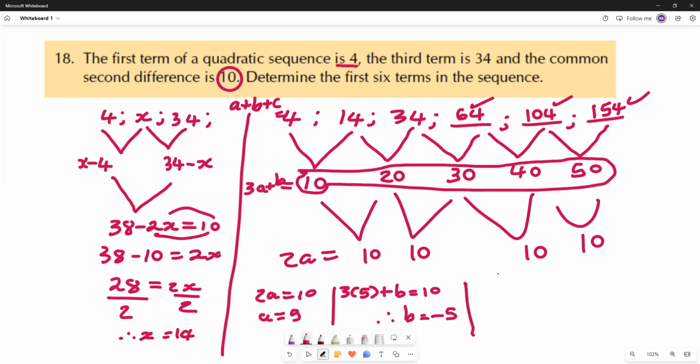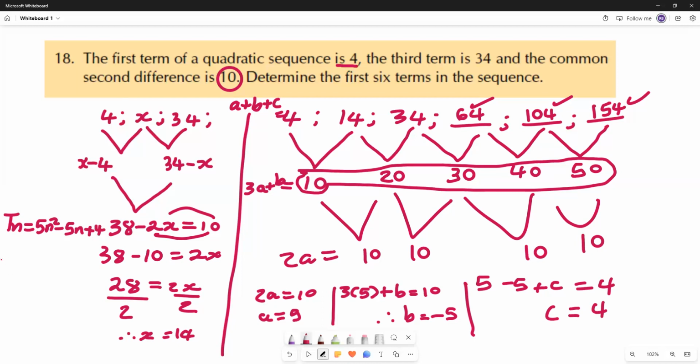And then I'm going to have 5, which is my a, minus 5, which is my b, plus c equals 4. Then this cancels. The c is 4. Therefore you can see that the Tn formula is going to be Tn equals 5n squared minus 5n plus 4.